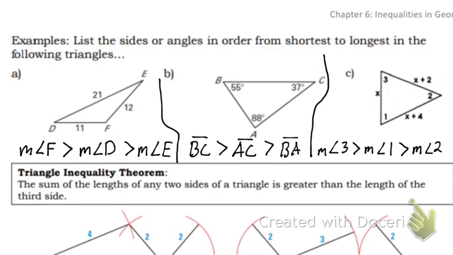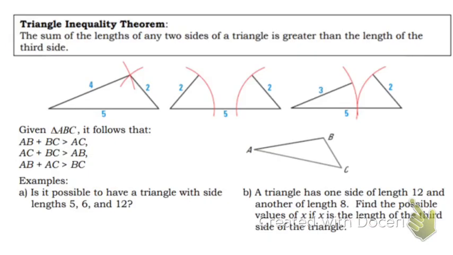That's a bulk of the homework right there, so hopefully you do understand it. The next thing we're going to talk about is the triangle inequality theorem. That says the sum of the lengths of any two sides of a triangle must be greater than the length of the third side. And the whole basis of this is based upon this drawing.